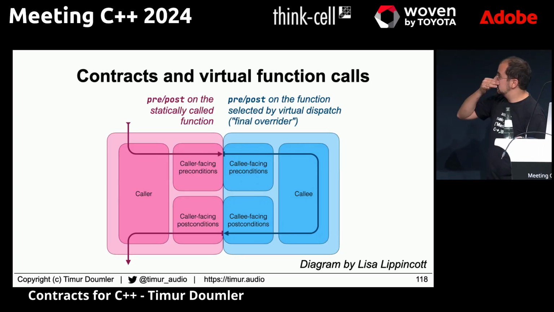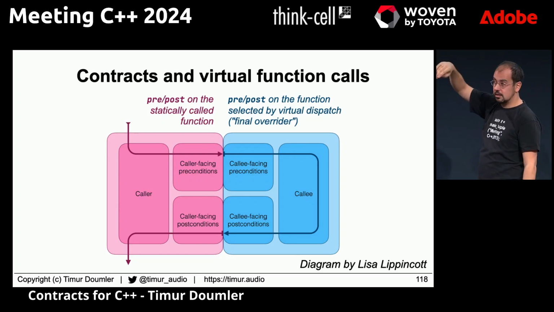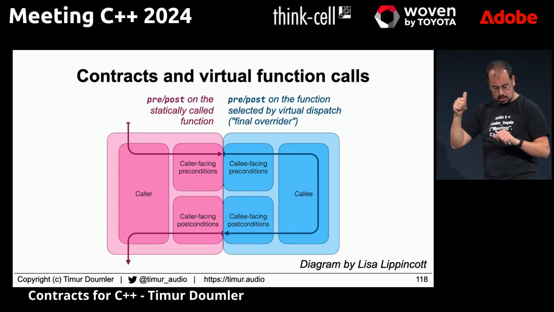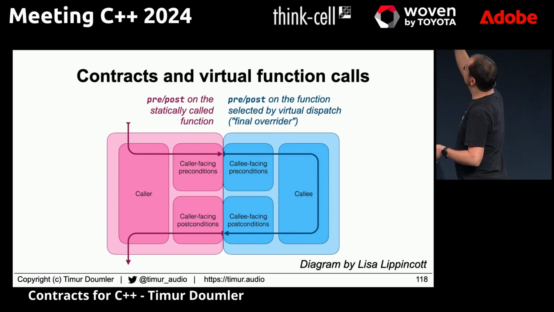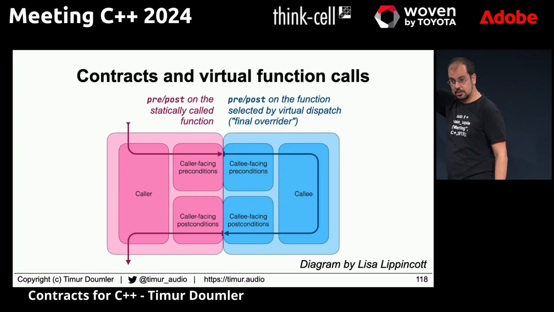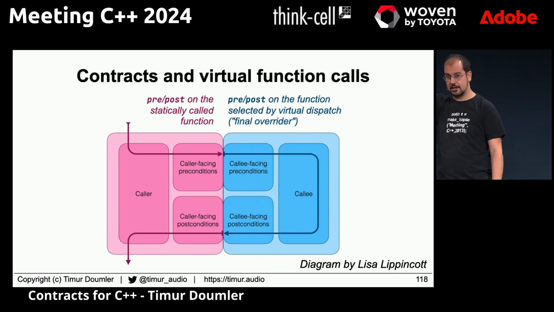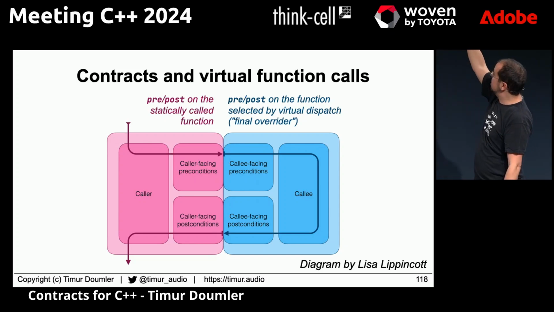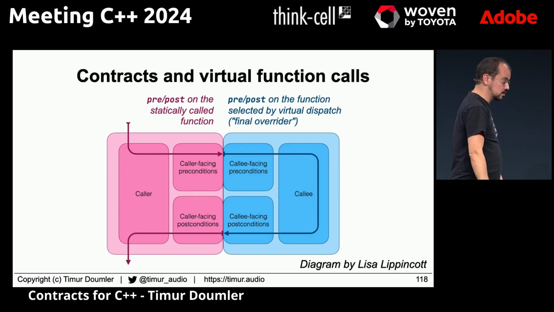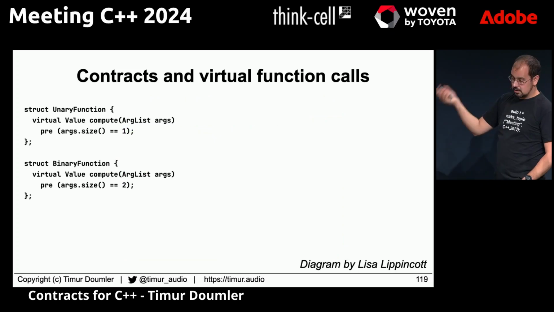Well, the statically called function, the one you call, that's the caller side contract, and the function that is actually picked by virtual function dispatch, that is the callee side contract. So if you call a virtual function, you're going to get these checks in this sequence. It's first going to check the precondition of the function you called, then it's going to check the preconditions of the function that actually has been chosen, the final overrider, then it's going to execute that, it's going to check those postconditions, and then it's going to go back to the caller and check the postconditions of the function that you statically called. And so that solves a lot of problems, like the multiple inheritance problem.